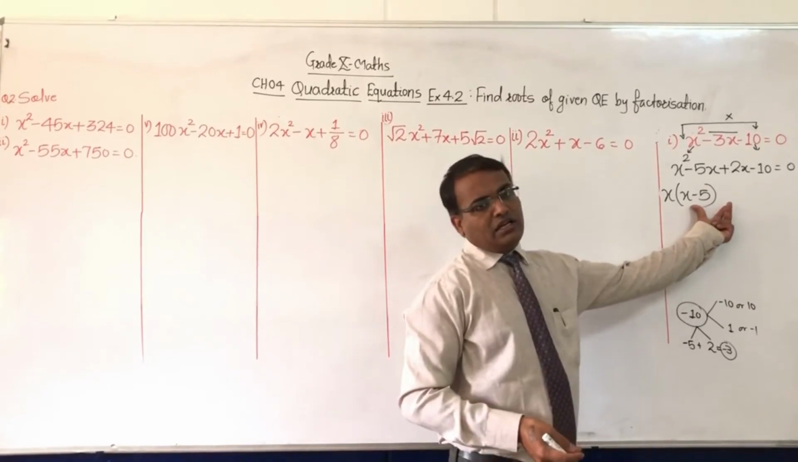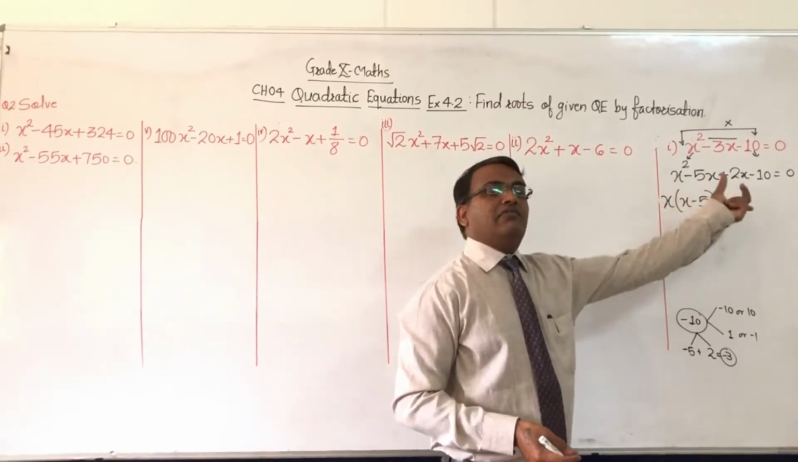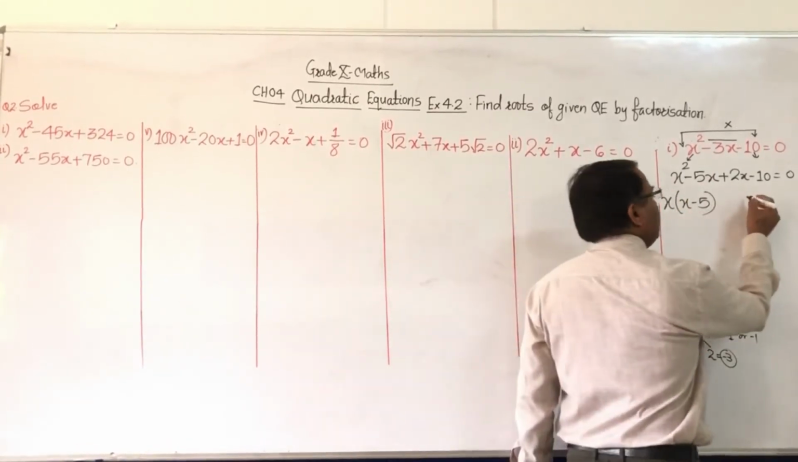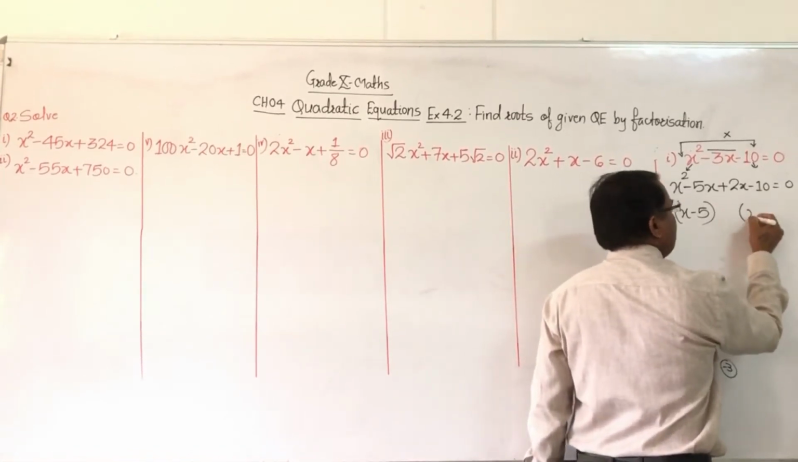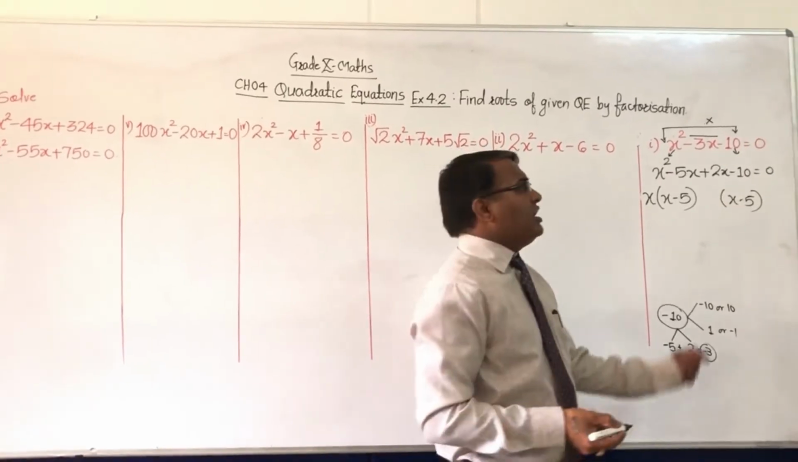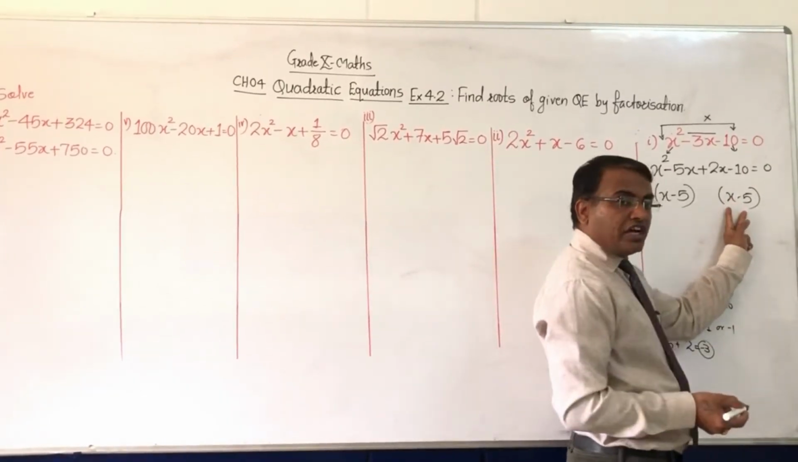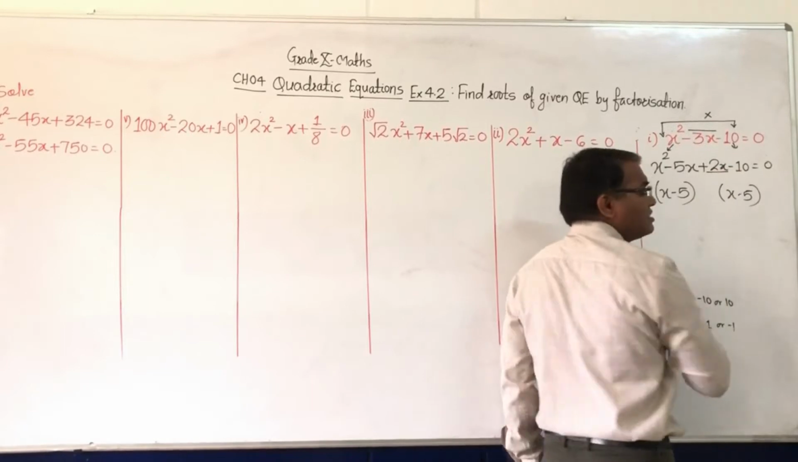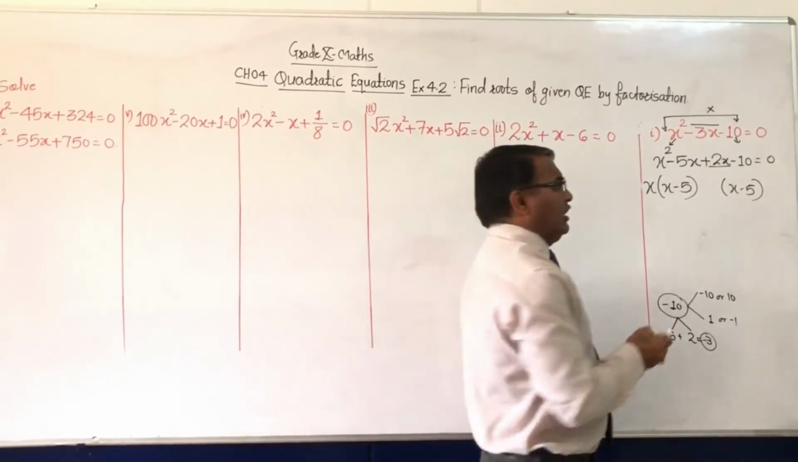Whatever first bracket you will get, the same bracket will repeat afterwards. Means directly you can leave some space and write down this second bracket, that is x minus 5. Now what you can do? X minus 5 we already have done. From this plus 2x, observe it now carefully.